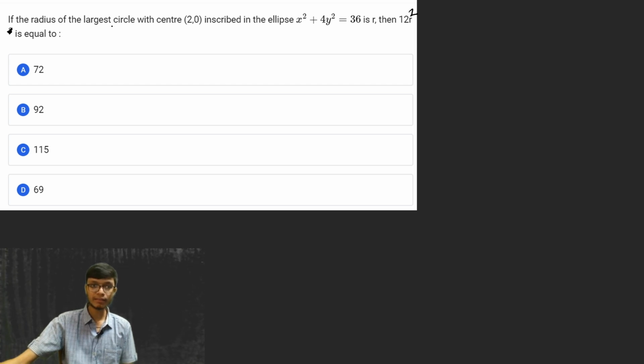Now let us find the radius of the largest circle. It is asking me for the largest circle with center (2, 0) that can be inscribed inside an ellipse of the given equation. So let me draw the ellipse, and let me write the equation of the ellipse.